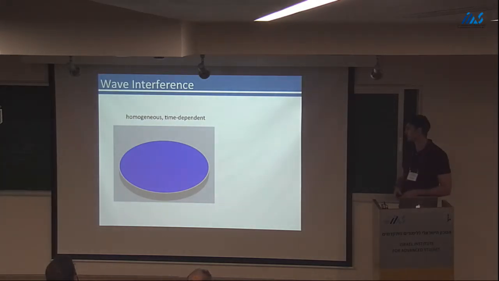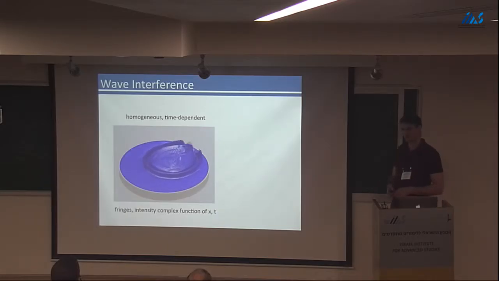As we all know, one of the fundamental properties of a wave is interference, meaning the superposition of many or just a few partial waves. If we look at this pretty simple system, with hard wall boundary conditions, circular and just two-dimensional, and apply a very simple excitation, just exciting one spot, this is what happens if we let it evolve in time. As you can see, there are fringes emerging, and the intensity is a complex function of the spatial coordinates and time.